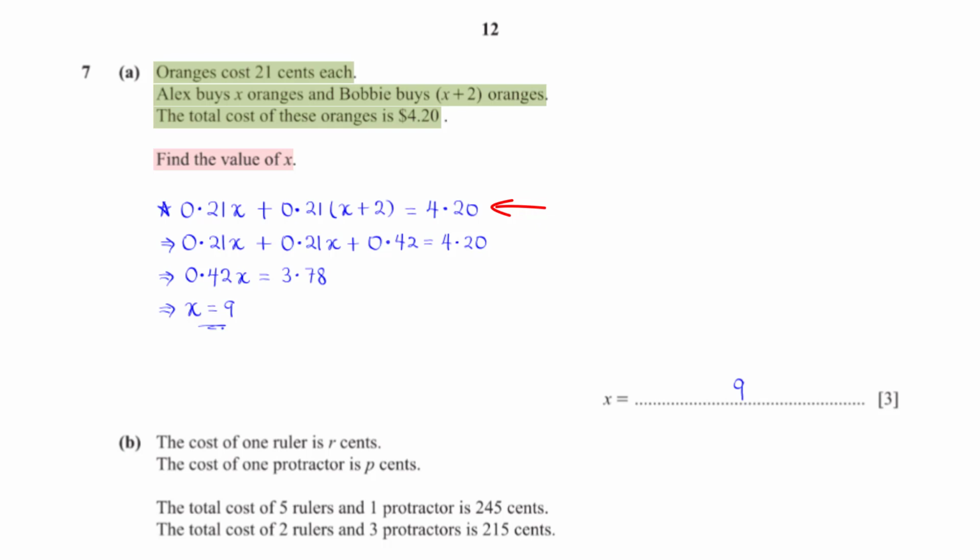So from here, we need to make X the subject of the equation to find the value of X. When we expand the brackets, 0.21 times X is 0.21X and 0.21 times 2 is 0.42. When we group like terms, we get 0.42X equals 3.78. And when we make X the subject, we get 3.78 divided by 0.42, which is 9.